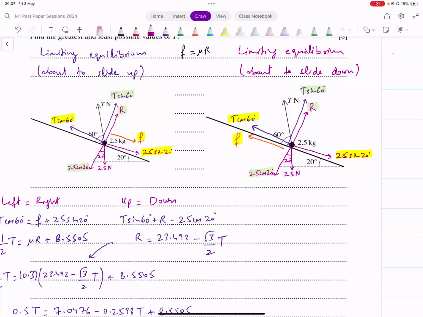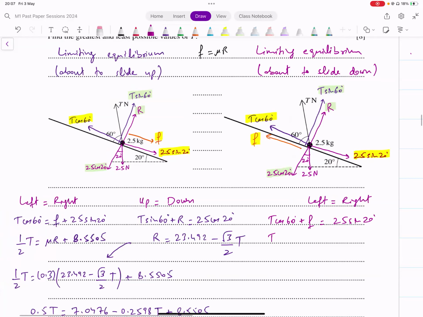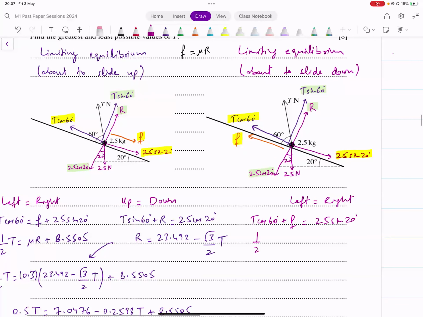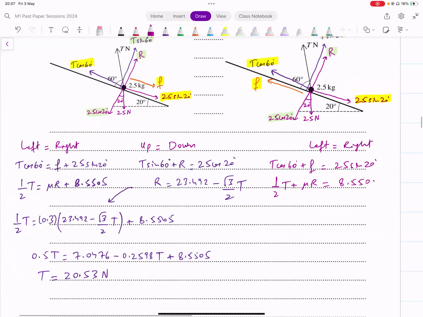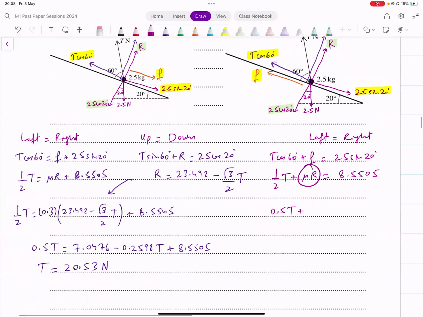Now, in the second case, when we equate the left and the right forces, what do we get from that? We get t cos 60 plus f equals 25 sine 20. Now again, t cos 60 is 1/2 times t plus f. In place of f, you can put mu r, that equals 25 sine 20. We evaluated that here, that was 8.5505. And then 0.5 t, after evaluating mu r, you see we got this in the first case. Nothing is changing, right? We can just input that directly as it is.